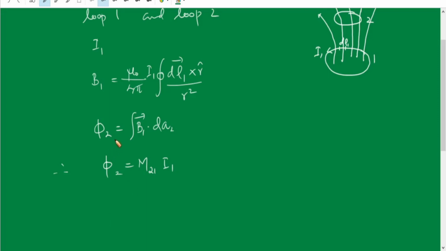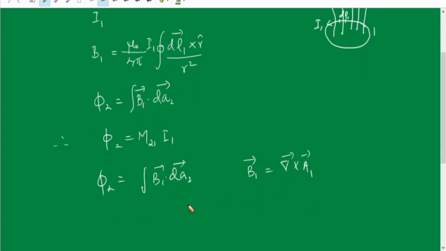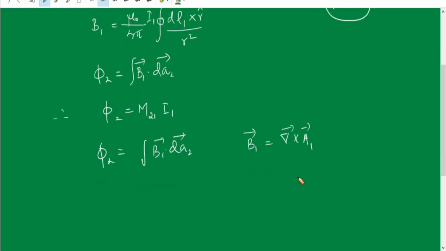Now we can write again the same expression, phi 2 equal to the integral of B1 dot dA2, where dA2 is the small elemental area in loop 2. We can write the magnetic field B1 as del cross A1, where A1 is the magnetic vector potential. So we can write any magnetic field as the curl of a quantity called the vector potential.